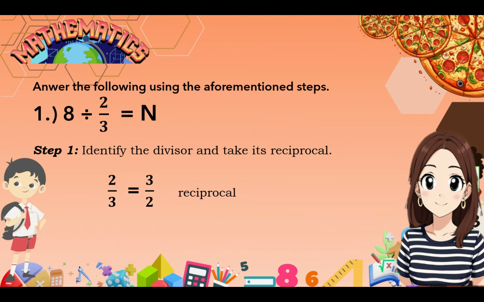Answer the following using the aforementioned steps. So step 1, so we have the number sentence here. 8 divided by 2/3 equals n. So for step 1, let's identify the divisor and take its reciprocal. So the divisor is the one that divides the dividend. So we have 2/3. The reciprocal is equal to 3/2.